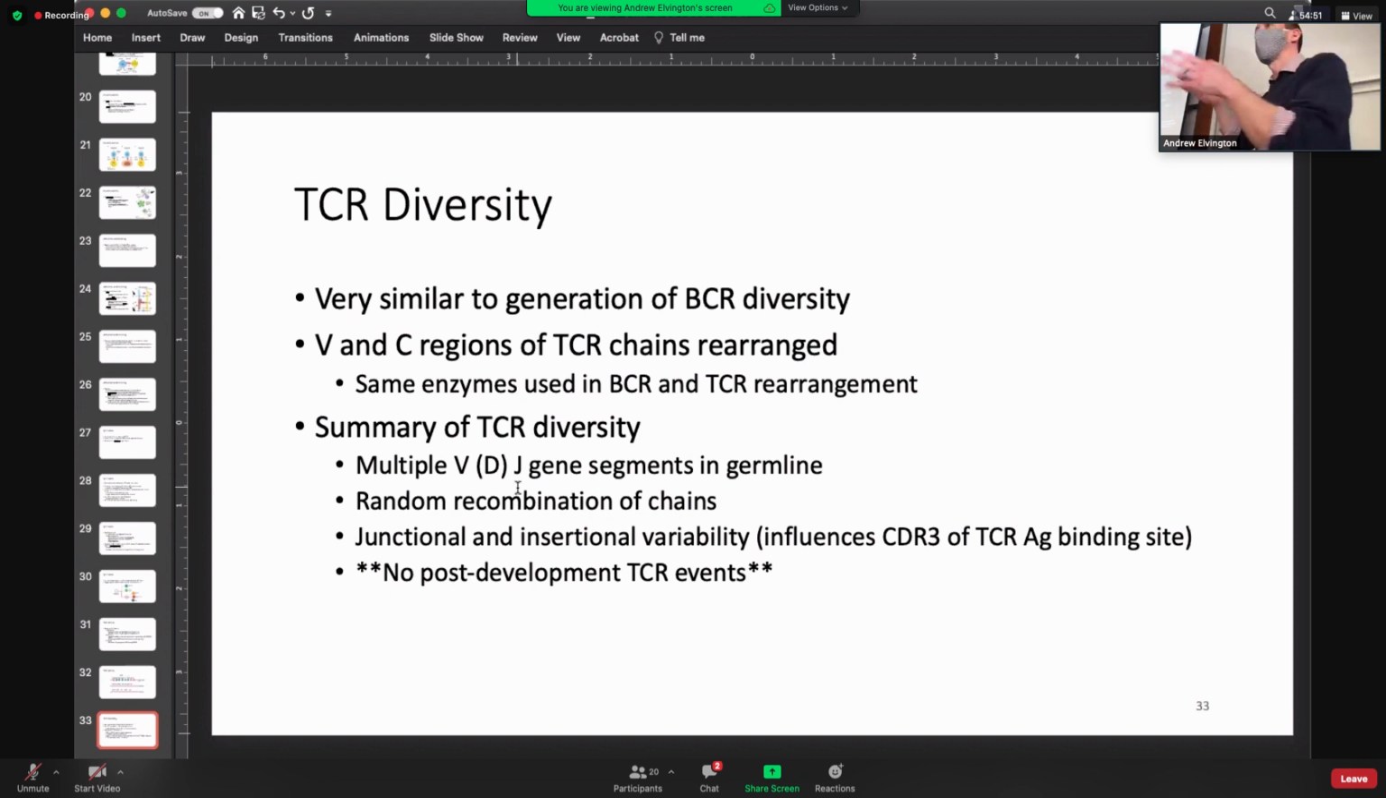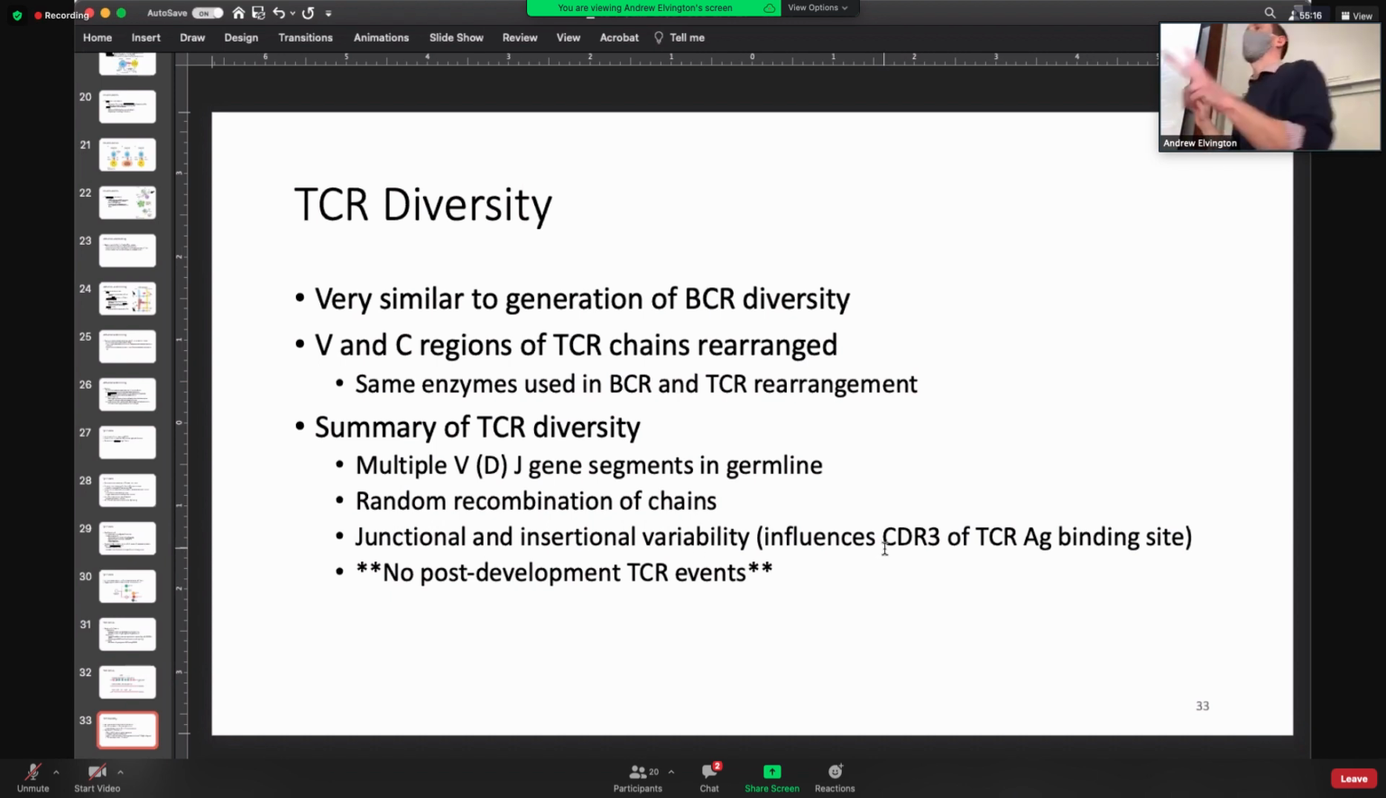You have multiple VDJ, you have multiple pieces that can be rearranged. You can put the chains together in different ways, like a slightly different alpha can go with a slightly different beta. But can an alpha ever go with a delta? No, we are restricted so that alpha and beta go together, gamma and delta go together. There is what is called junctional and insertional variability.